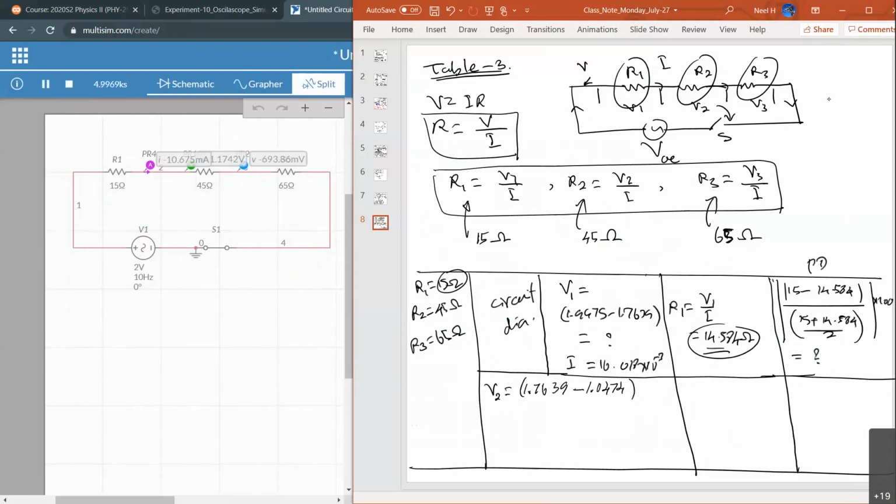1.0474. That's the V2. So you calculate that one. I doesn't change at all. 16.018 times 10 to the negative 3. Take the ratio between them. That is actually the R2. R2 should be V2 divided by I. So that number should be about the same as 45 ohms. If not, either you're doing some calculation wrong or your observation is incorrect.